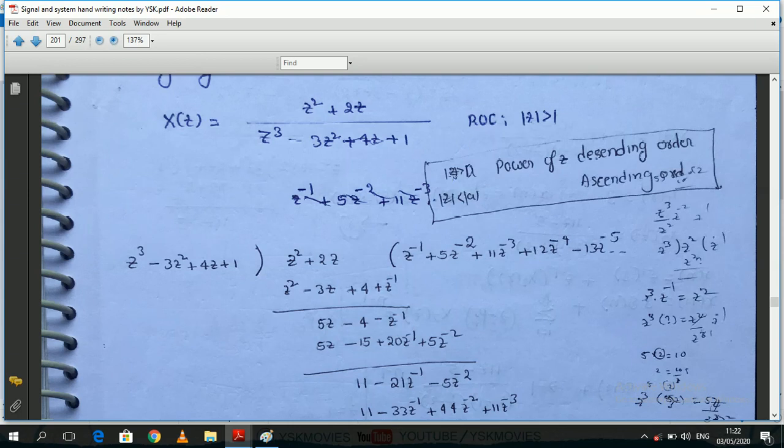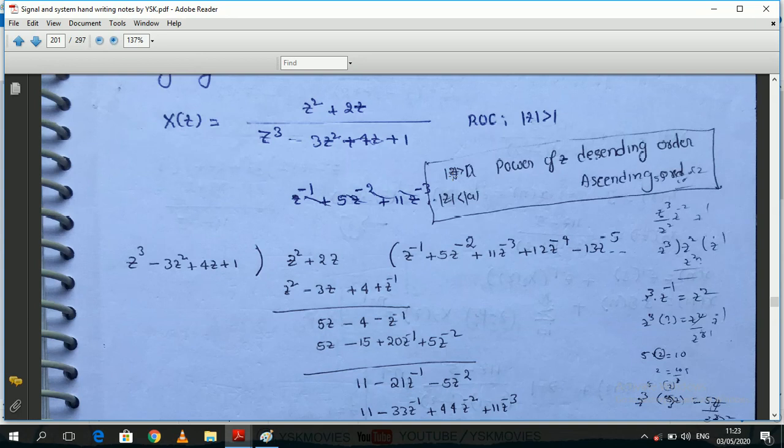So there is a problem: X of z is equal to z square plus 2z by z cube minus 3z square plus 4z plus 1, ROC is z greater than 1. See, the ROC must be given in the problem to find the inverse. If it is in the z domain, they definitely give the ROC also. If it is in the n domain, you have to find the z transform and at the same time the ROC also. But since it is already a z transform, there is an ROC also.